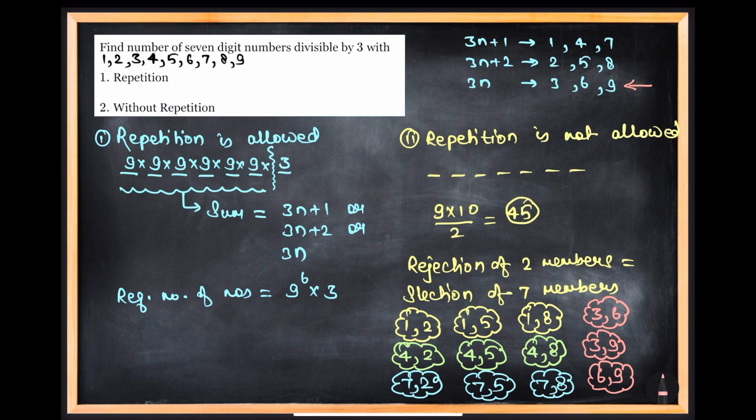Okay, so look at this. The selection is 12. Now you know that all digits are distinct and you have 7 digits and 7 empty places. So how will you arrange 7 different things in 7 places? It is 7 factorial, correct? So this is the number of 7-digit numbers where repetition is not allowed and which are divisible by 3.